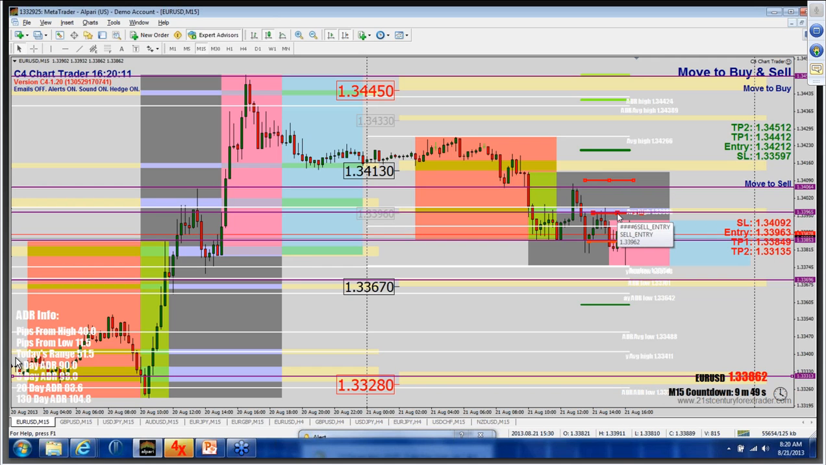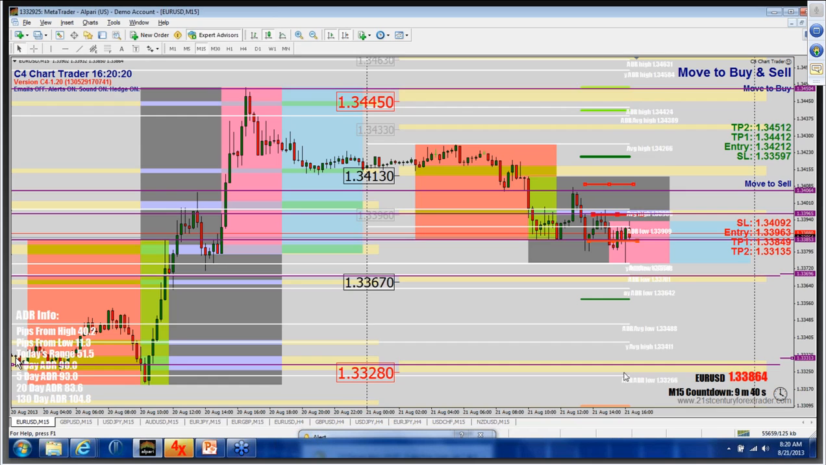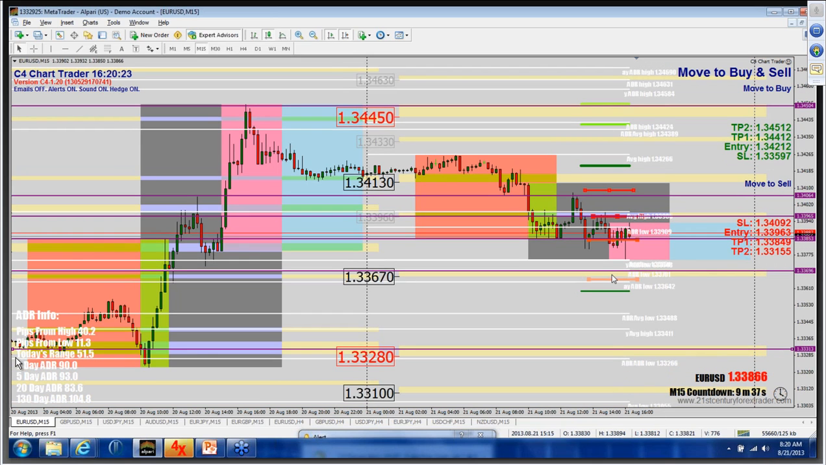I'm going to place my entry here. I'm going to look to take profit at this next level down, and then I'll set my second take profit right down here at this channel bottom, and then I'm going to simply click and move to sell.